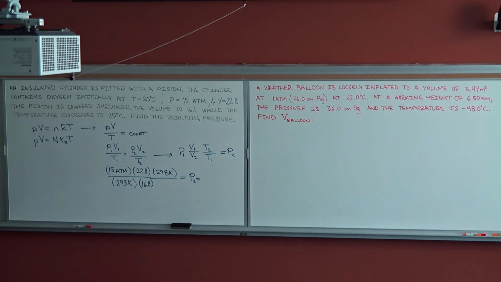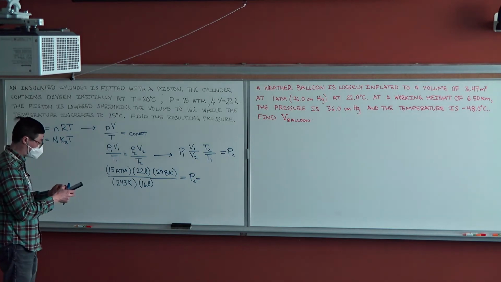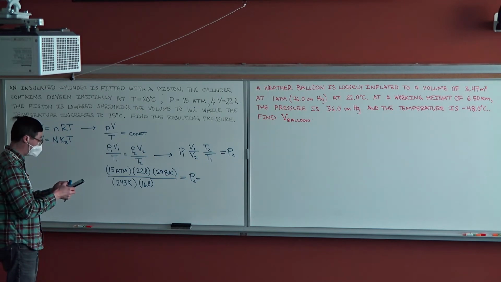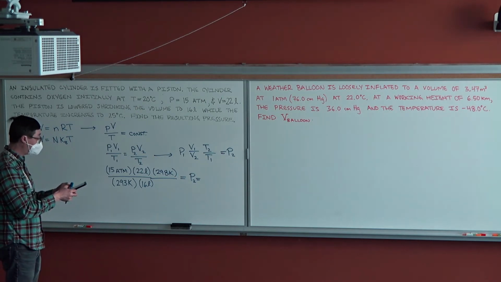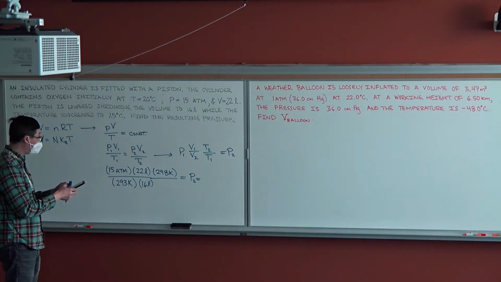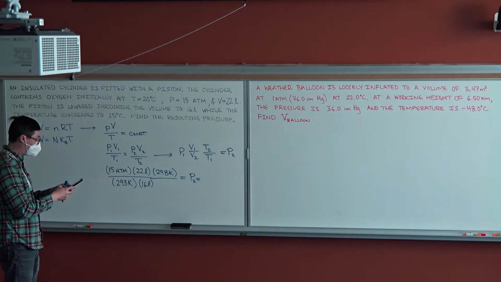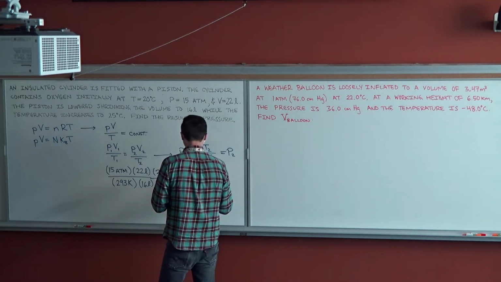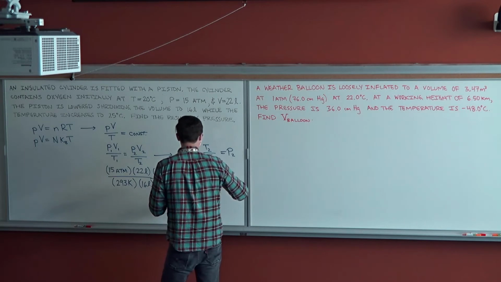And let's grab a calculator. So 15 times 22 times 298 divided by 293 divided by 16 is about, give or take, 21 atmospheres.